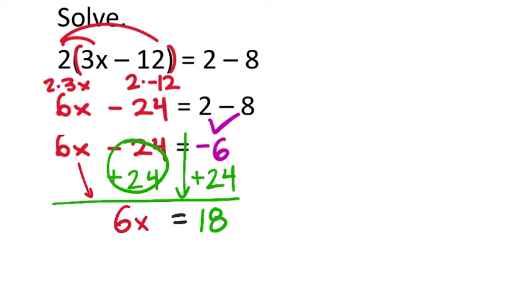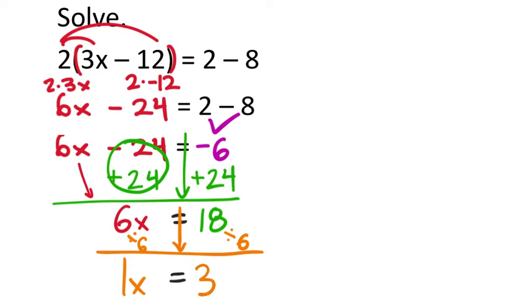And the last thing I'm going to do here is divide both sides by 6. So hopefully you remember why we're dividing both sides by 6. But this is to make the coefficient of x a 1. So I want this to be 1x, which it is now because 6 divided by 6 here, that's 1. And then 18 divided by 6, that gives me 3.